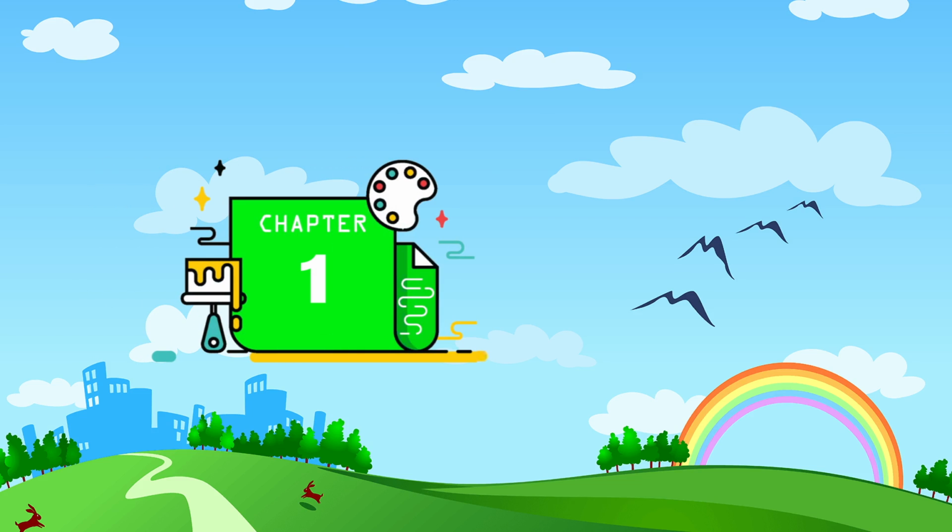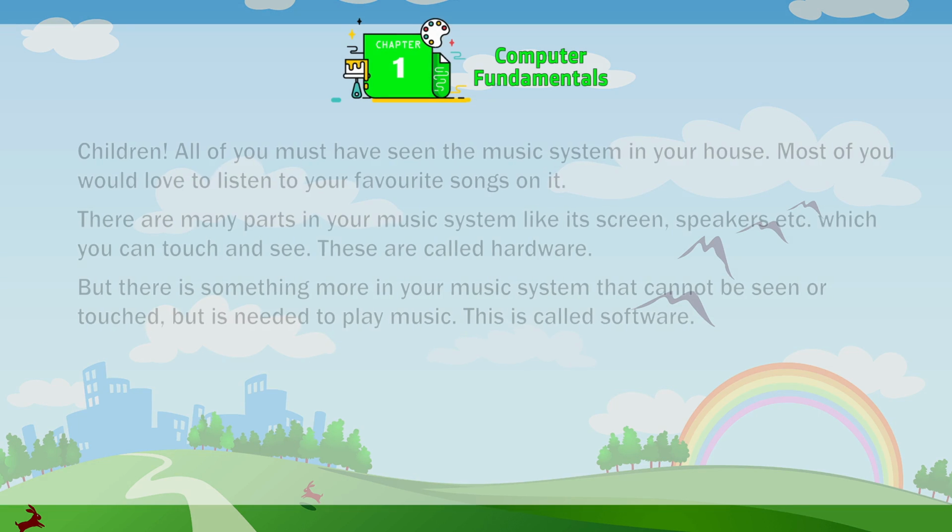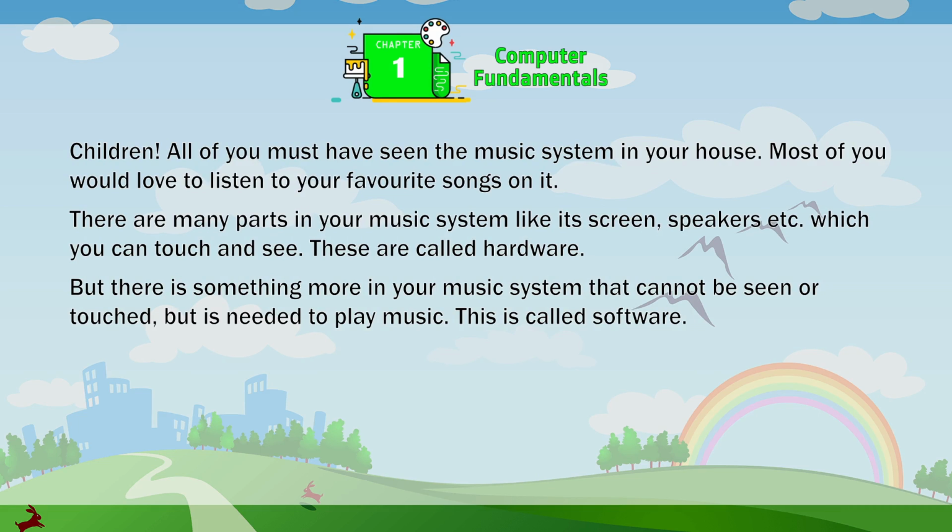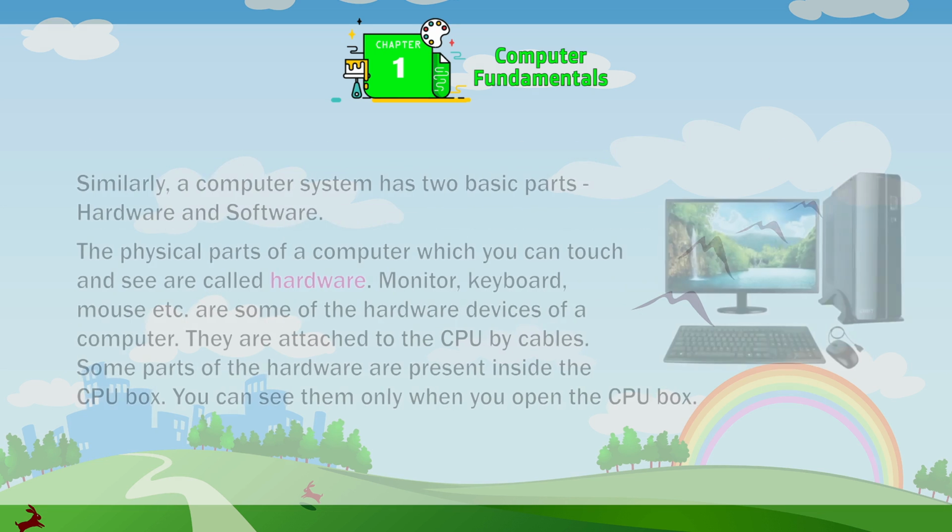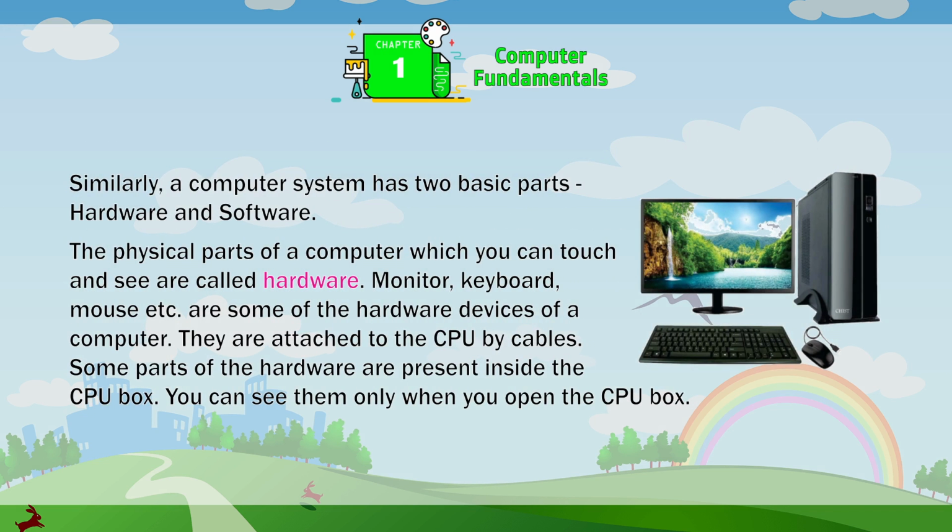Chapter 1. Computer Fundamentals. Children, all of you must have seen the music system in your house. Most of you would love to listen to your favorite songs on it. There are many parts in your music system, like its screen, speakers, etc., which you can touch and see. These are called hardware. But there is something more in your music system that cannot be seen or touched, but is needed to play music. This is called software. Similarly, a computer system has two basic parts: hardware and software.